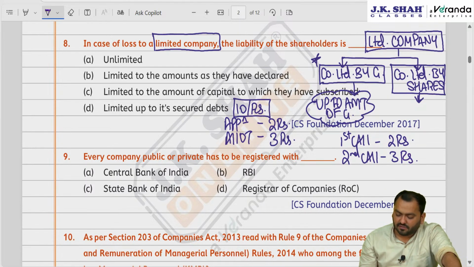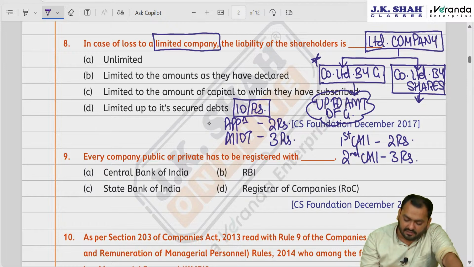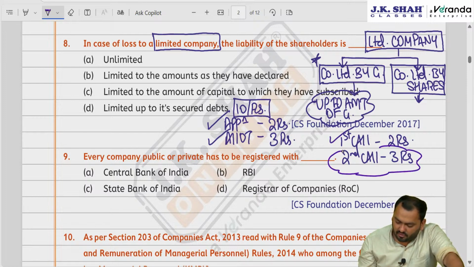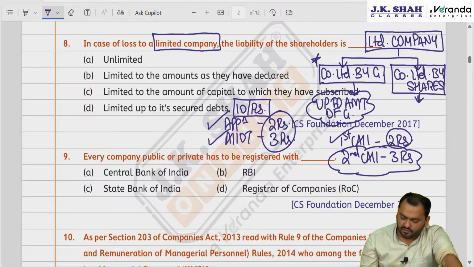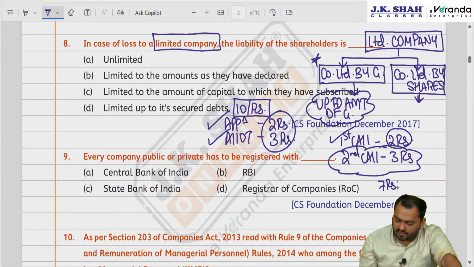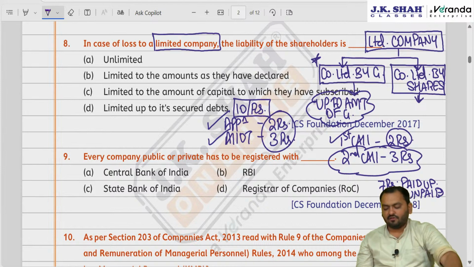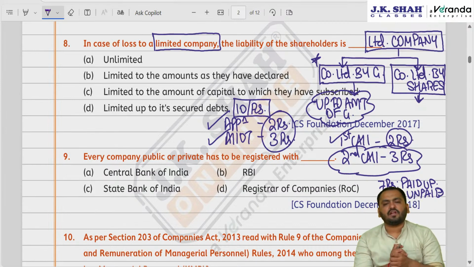Now friends, suppose members have already paid application money, allotment money, and first call money, but the second and final call money is still pending. So you can see 2 plus 3 plus 2, that is 7 rupees. Out of 10 rupees, 7 rupees is already paid up, and 3 rupees is unpaid. So if I am a member of this type of company, what is going to be my maximum liability? Actually, I'll tell you one secret.